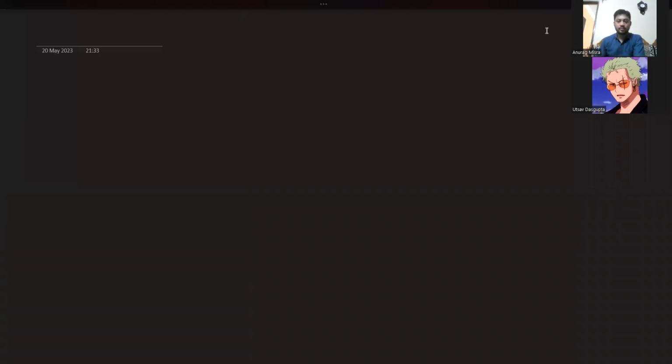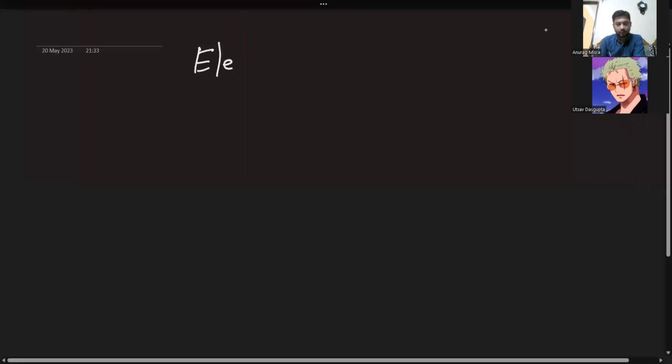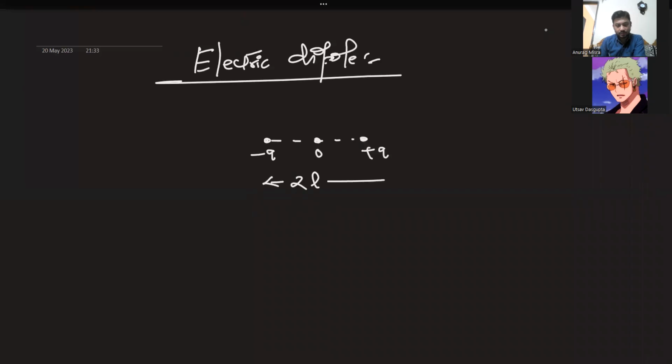Right. So see, the last point that we discussed last day was regarding electric dipole. And what I told is what an electric dipole is: an electric dipole is basically a system of two point charges, minus q and plus q, separated by some small distance, okay? This distance we call 2l. 2l is called the length of the dipole and O is the center of the dipole.